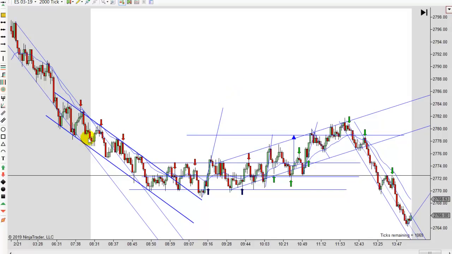Lately, when we've had no more movement than this, there weren't many trades, but there were some options today.